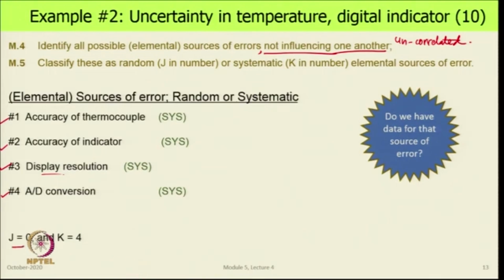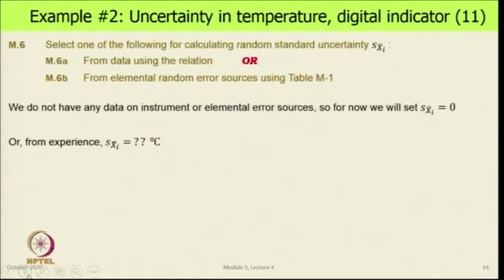So, we have j equal to 0, k equal to 4. So, j was the number of independent sources of random uncertainty, elemental random uncertainty, and this is the number of sources of elemental systematic uncertainty. Now, we see what all data we have. We could have had more things, but we may not have data, which is what this thing tells us, but we have got all the things that we want, and we can estimate our uncertainty from this.